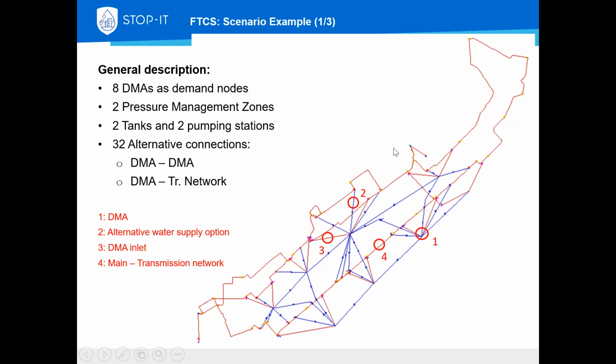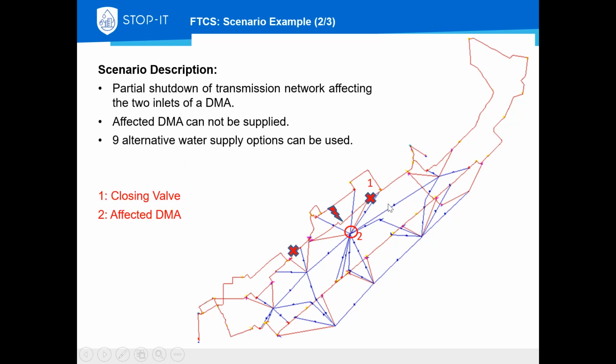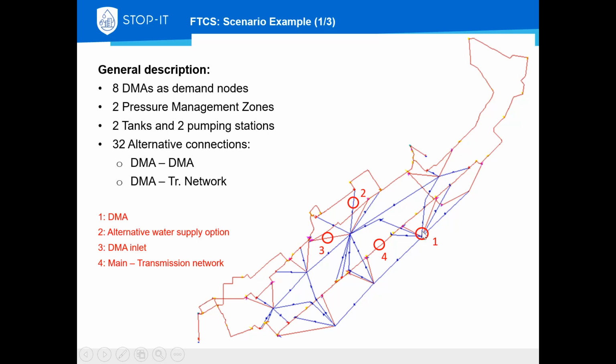So this network consists of 8 DMAs represented as demand nodes. You can see here the DMAs, these nodes. 2 pressure management zones, 1 and 2. 2 tanks and 2 pumping stations located in these areas, and 32 alternative connections, these blue lines, that connect one DMA with another DMA, or one DMA with different points of the transmission network.